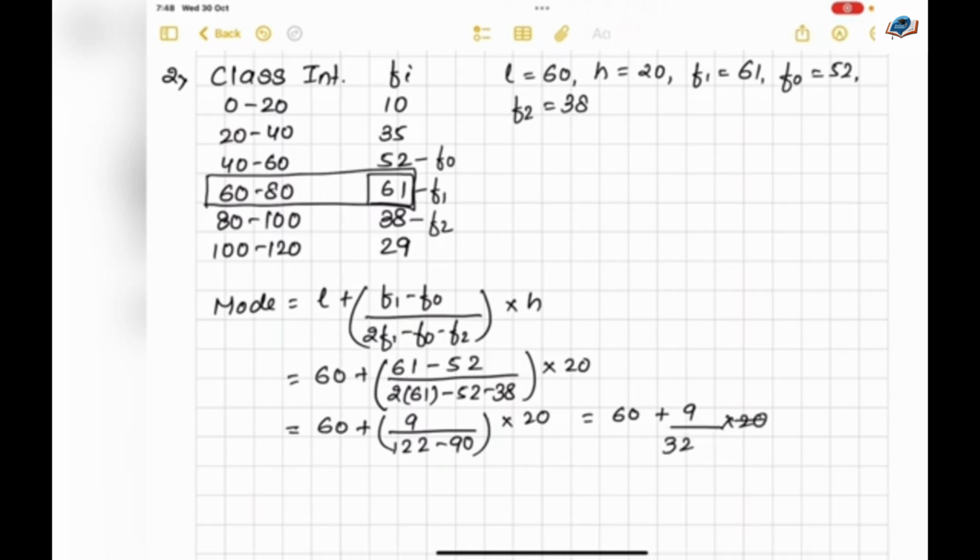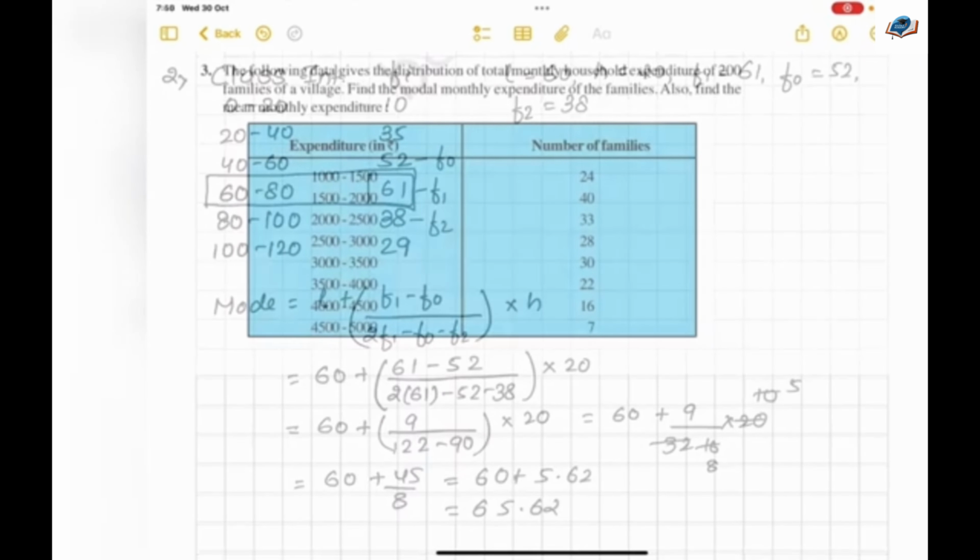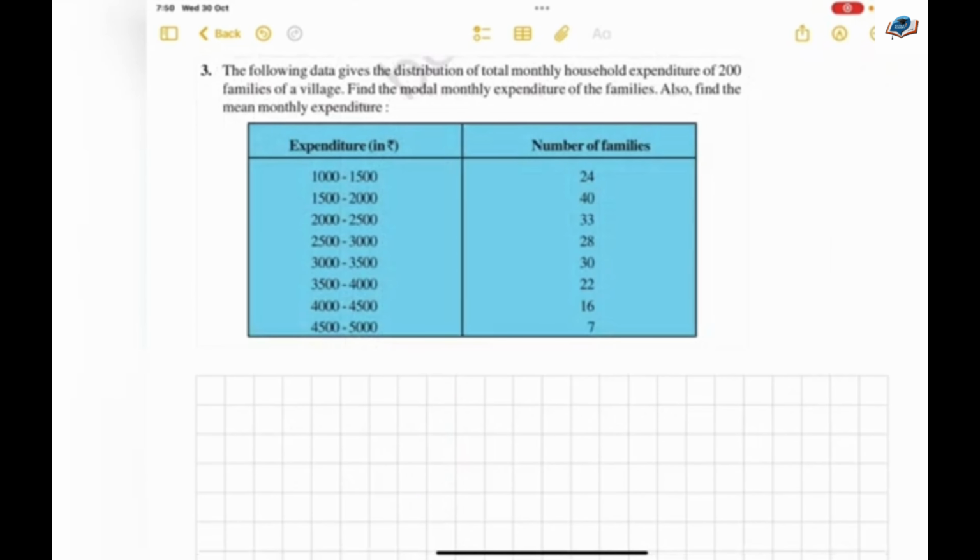So 2 tens are, 2 sixteens are, 2 eights are, 2 fives are. So 9 fives are 45. So 60 plus 45 by 8. So this is coming as 60 plus 5.62. So that is coming as 65.62.